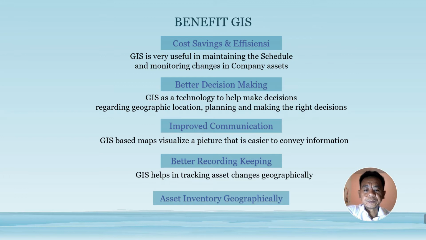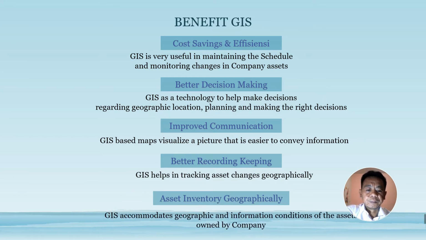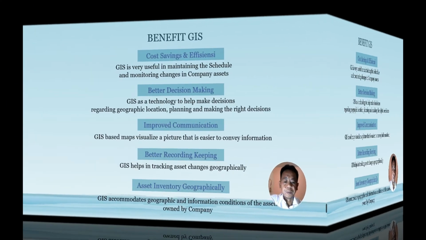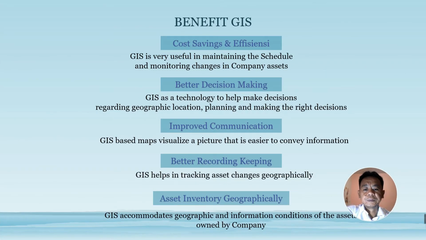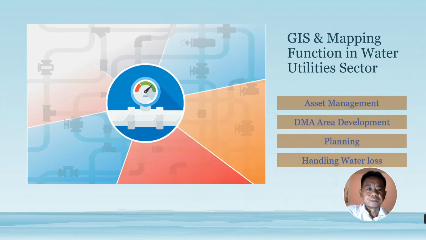Then the asset inventory geographically. This accommodates geographic information on the condition of the assets owned by a company. So we can know where our assets are in the field by GIS and which asset should be repaired, which asset should be maintained. So this is a function of GIS and mapping in the water utility sector.